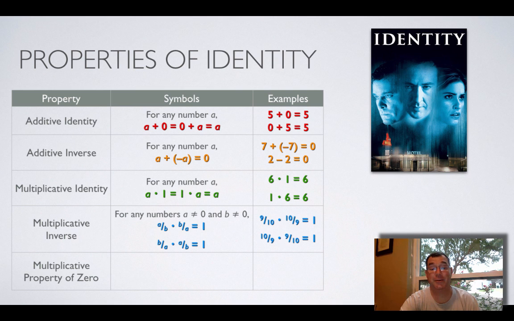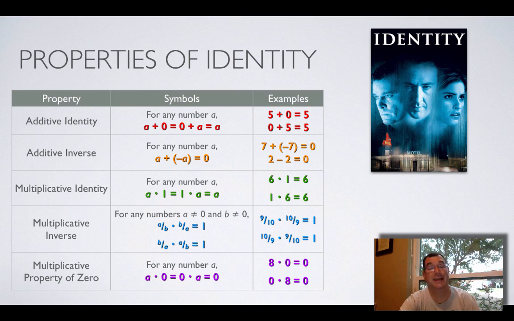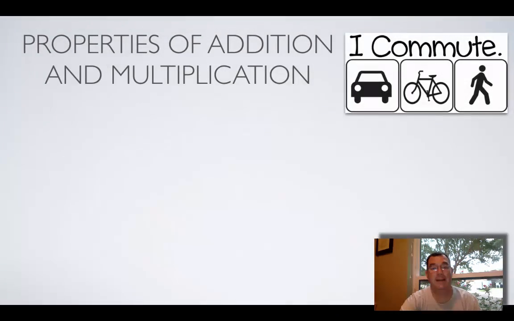Then I talk about 0 because 0 is something that just can't be undone. If I multiply a number by 0 before or after that number, I will always get 0. There is no inverse for 0, so I'm kind of stuck. Okay, so 8 times 0 is 0, 0 times 8 is 0. That can't be undone. Okay, so let's talk about some properties of multiplication and addition.